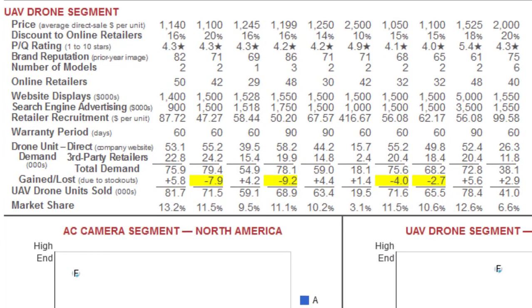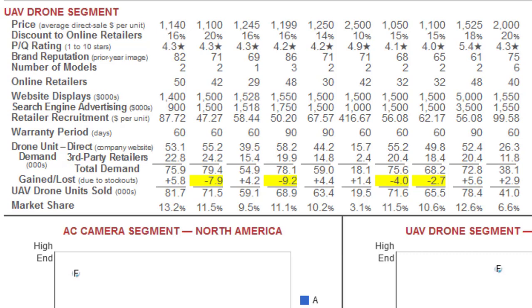So next we have the drone segment. Average is 1,400. Then again, you look at company J, they're selling for $2,000 and their PQ rating is 4.3. So let's look for someone else who has 4.3, which A, B, and C all do. They're selling it for $1,100, $1,140, $1,245. So why would you buy one for $2,000 at a PQ rating of 4.3 when I could buy it at $1,100 with the same PQ rating?